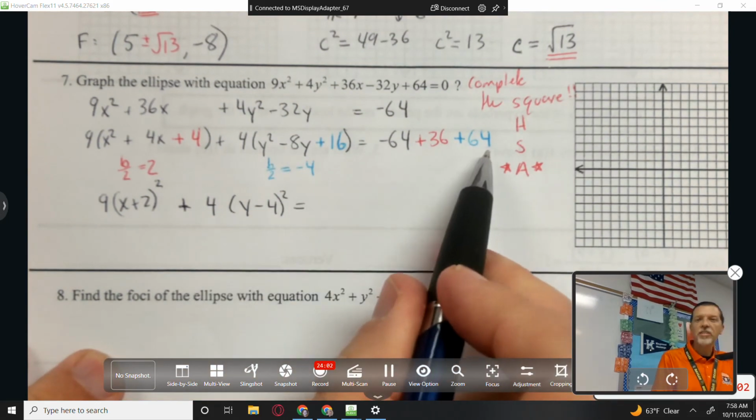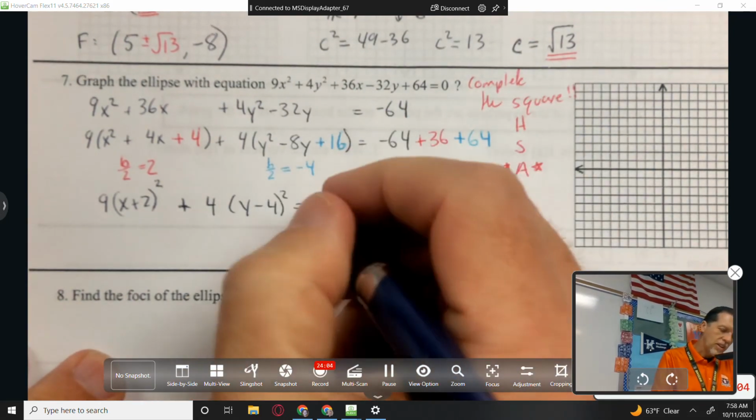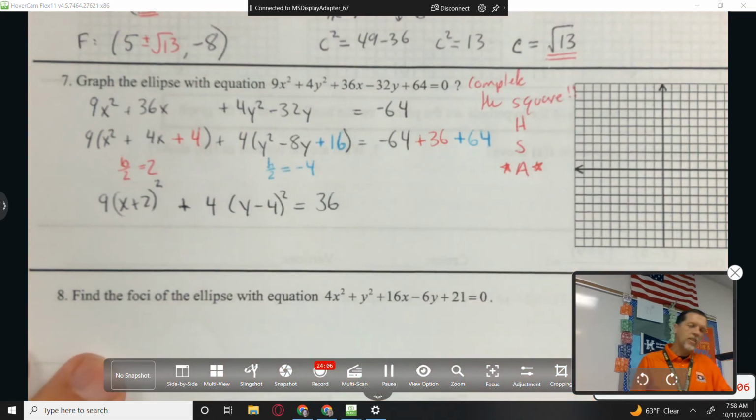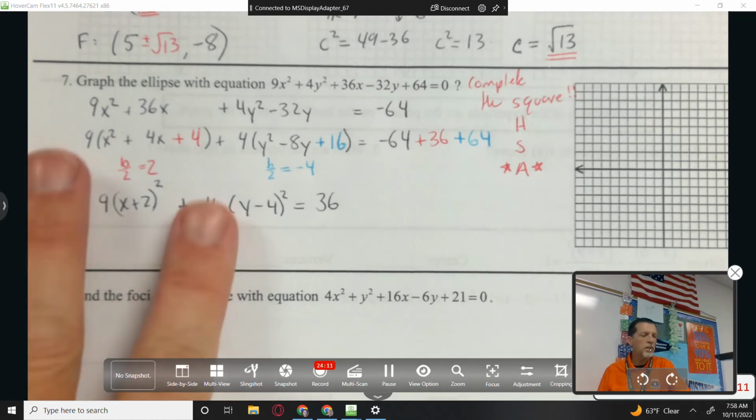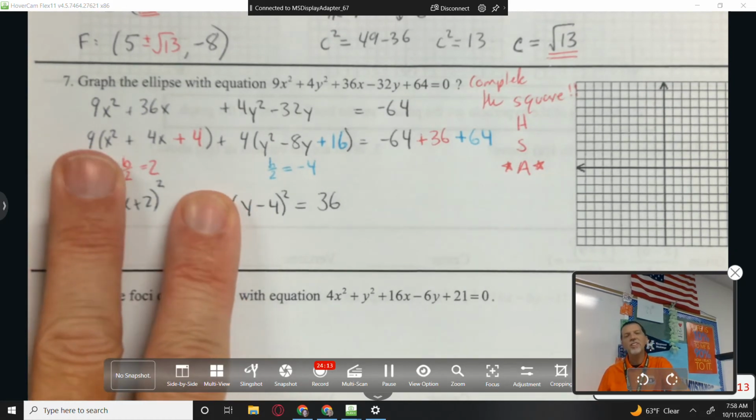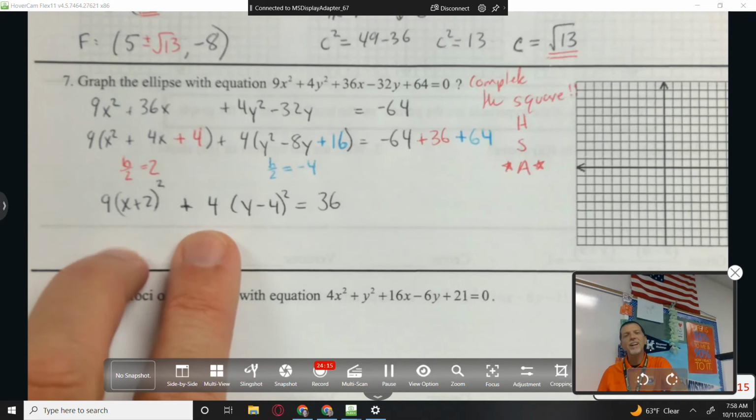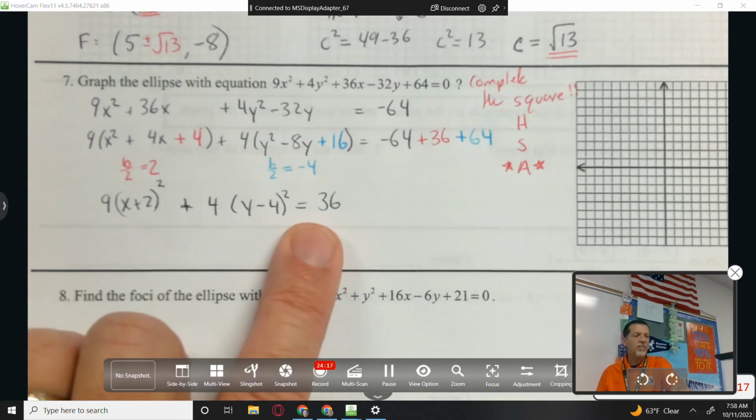Oh, that's easy over there because the 64 is canceled. I'm left with 36. When we did circles, we'd be done, right? We would just say, oh, R is 36. There we go. But I got a 9 and a 4 over there. 36 on the other side.